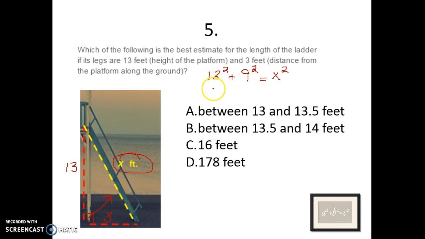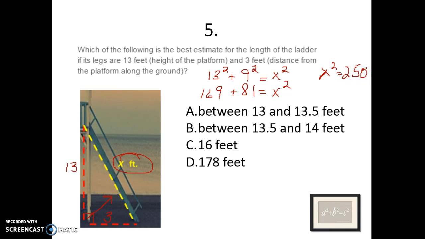So 13 squared, let's do that again just to be on the safe side, 169. When you get into those big ones, you just want to be sure. 9 squared is 81, and all of that equals x squared. So 169 plus 81 is 250. So x squared equals 250.